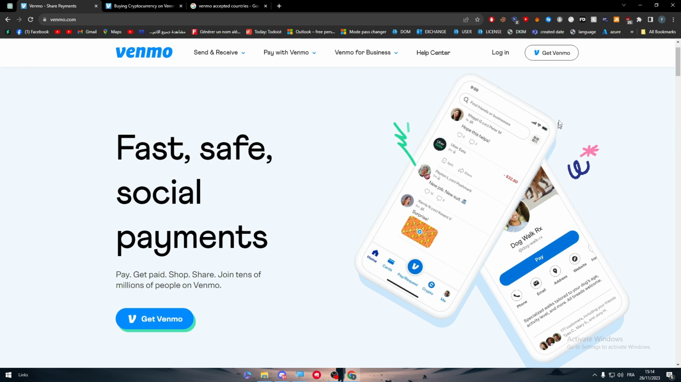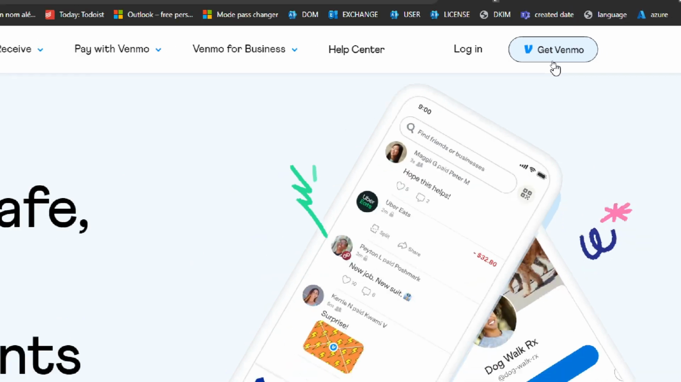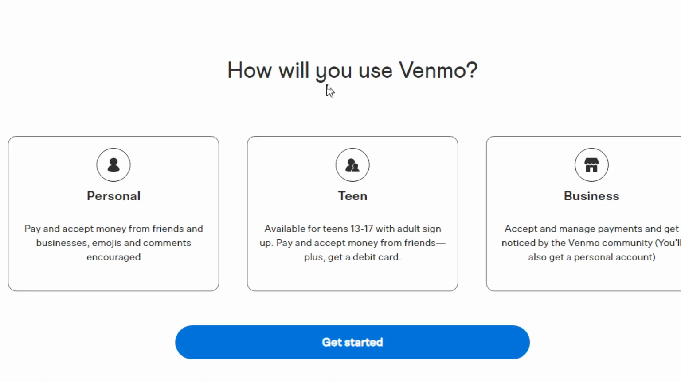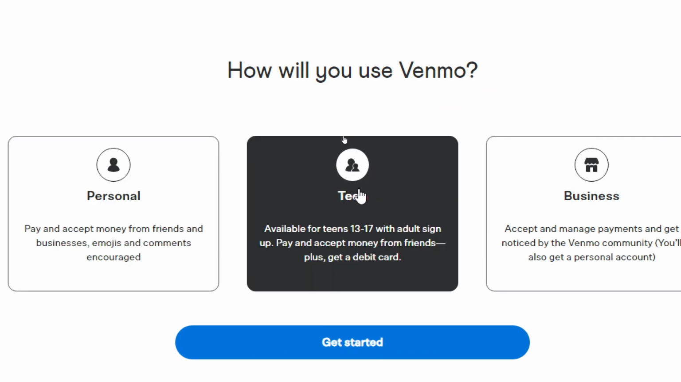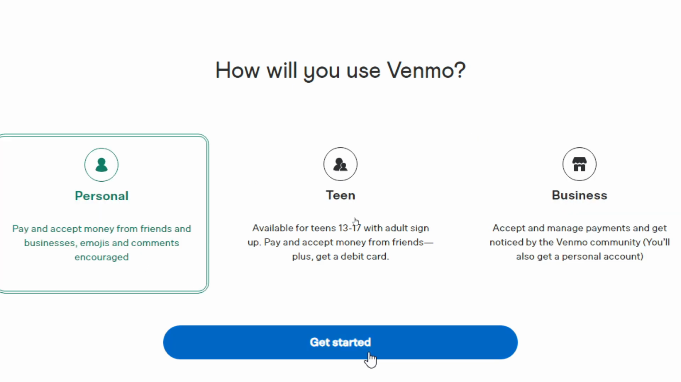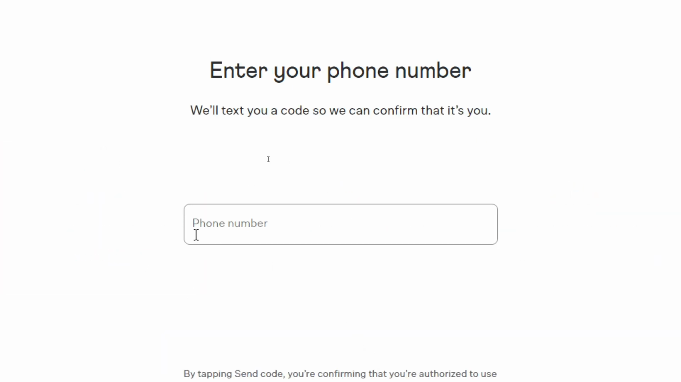Now, after you do that, go ahead and click on Get Venmo. Here we go. Get Venmo. And here, choose what kind of account you would like to get. There is the personal, teen, and the business. Let's choose, for example, the personal for us. Click on Get Started. Here you should put your phone number.